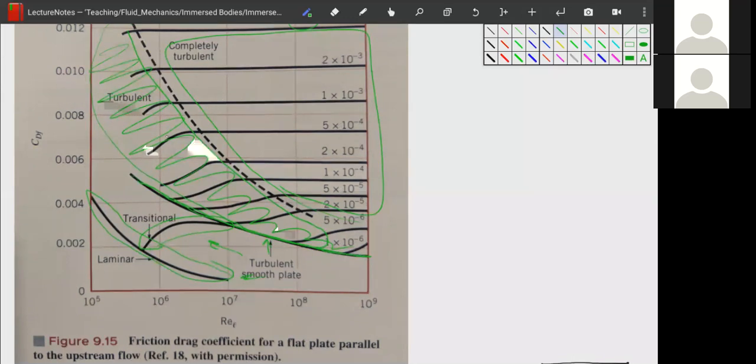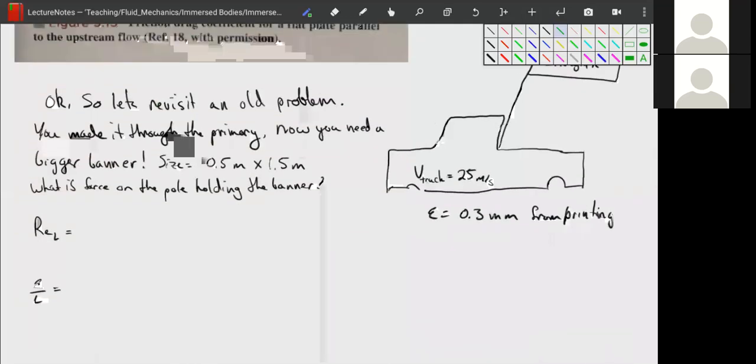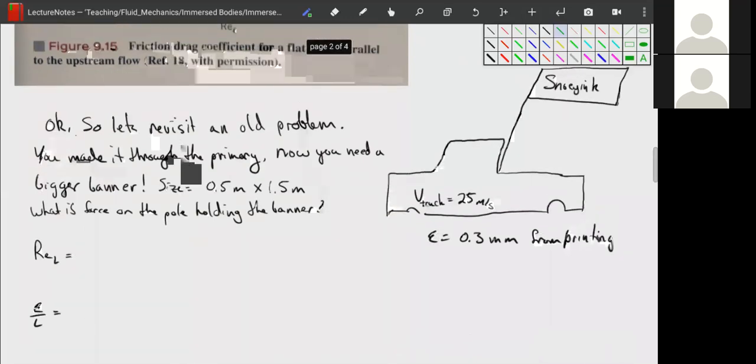So in our next video, we're going to revisit an old problem, which is we're going to hook a banner to our vehicle, and we want to know what the force is on the pole holding the banner. And our banner's going to be big enough, and we're going to be moving fast enough now that it's turbulent flow.